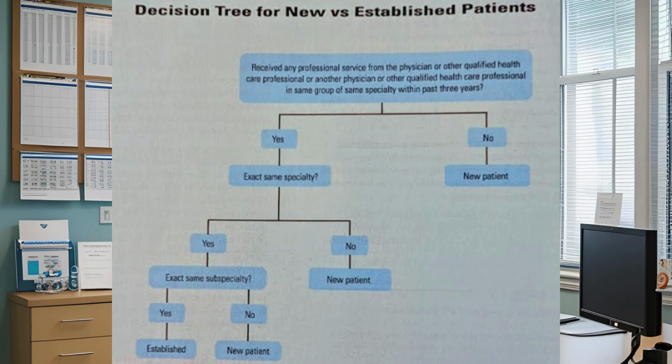Another scenario that might be a little bit confusing is when you work for a multi-specialty practice. Let's say a patient, like we talked about, sees a nephrologist in this practice. But then they see an endocrinologist who's also in this practice. When they see the endocrinologist, they would be considered a new patient because even though they've seen a provider that's part of the same practice, they're not in the same specialty and subspecialty. So it would be considered a new patient.